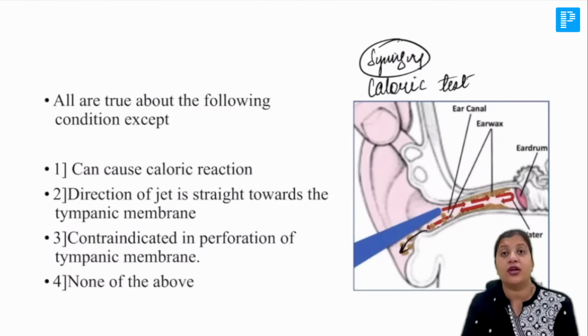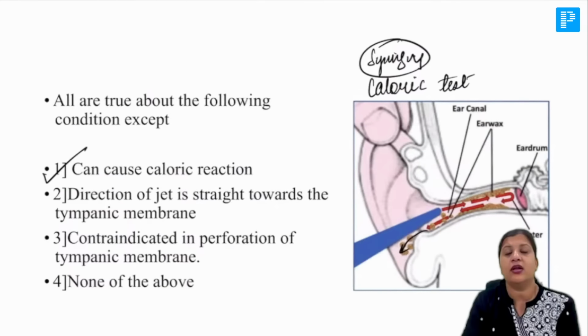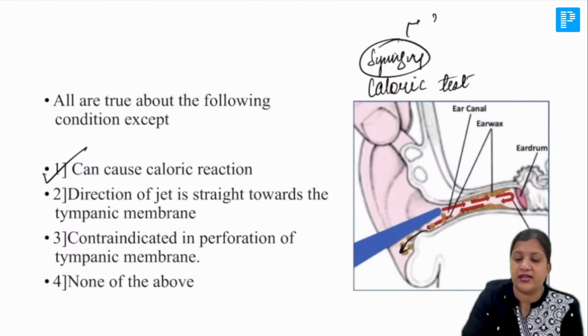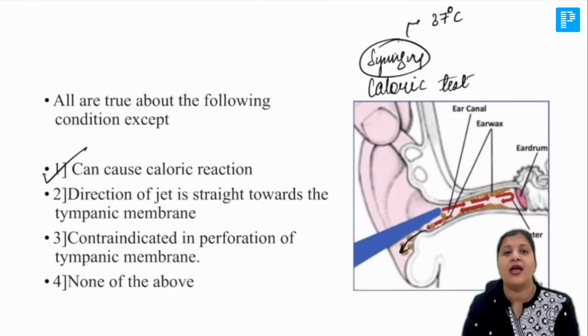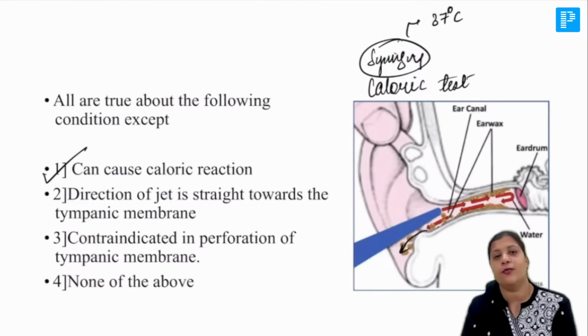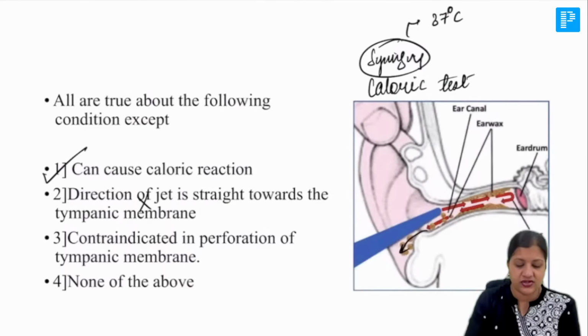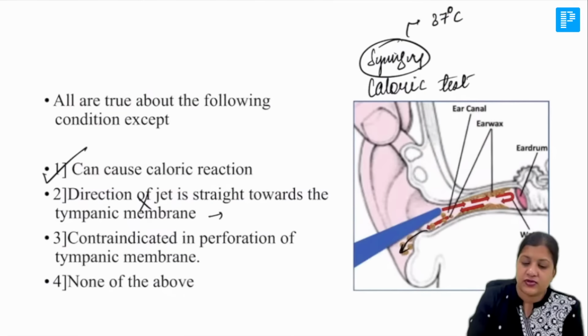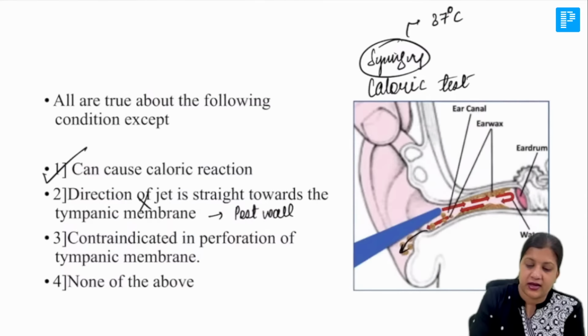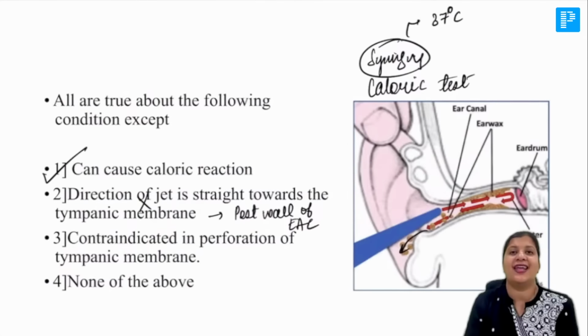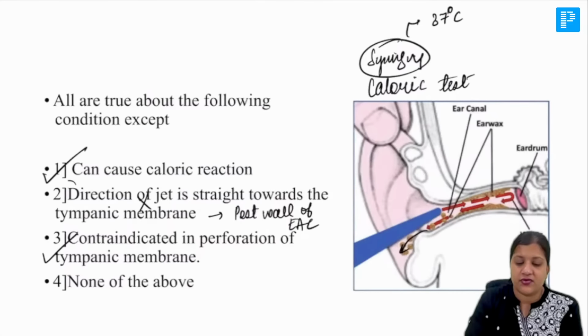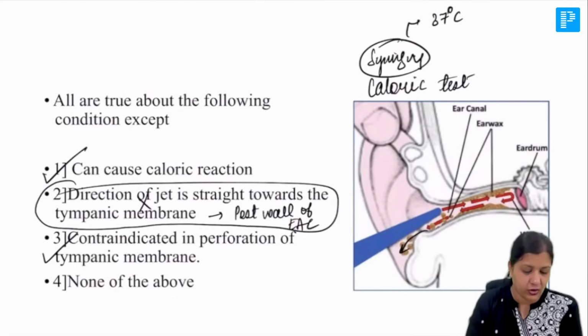So can it cause caloric reaction? Yes, it can cause caloric reaction where hot or cold water can induce nystagmus. So you have to use water at our body's temperature, which is 37 degrees centigrade. If you use warm or cold water, it can induce nystagmus and vertigo. Yes. Direction of jet is straight towards the tympanic membrane is wrong. The direction of jet is towards the posterior wall of the external auditory canal. Is this contraindicated in tympanic membrane perforation? Yes. So what is wrong is option 2, which all of you have answered.